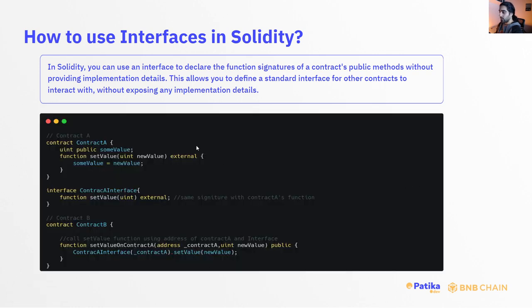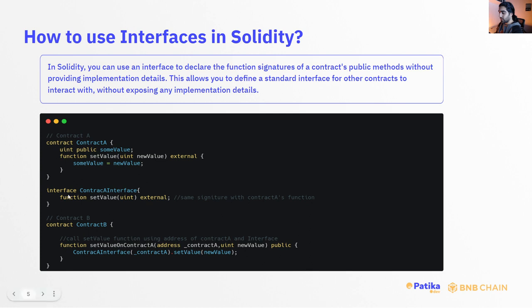So here we have a contract A, and in this contract we have a state variable and a set function. In this interface, it's the same signature as contract A's function. Here is our signature and it's the same signature. And in contract B, we call the set value function using the address of contract A and the interface. Here is our contract interface and we are using contract A's address, and we are using this interface here. So that's very important.